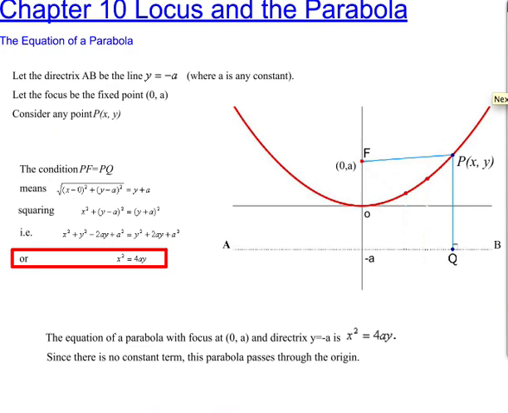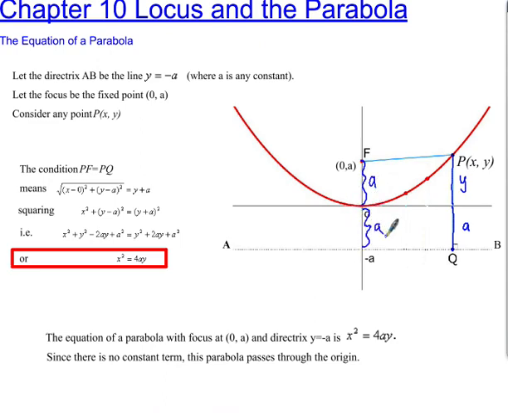Yes, Charlie? Why is it just y plus a? Because this distance is y from here to here, because the coordinate of P is (x, y), and then that distance there is a. It was on the other side. That there was a, and that there was a.